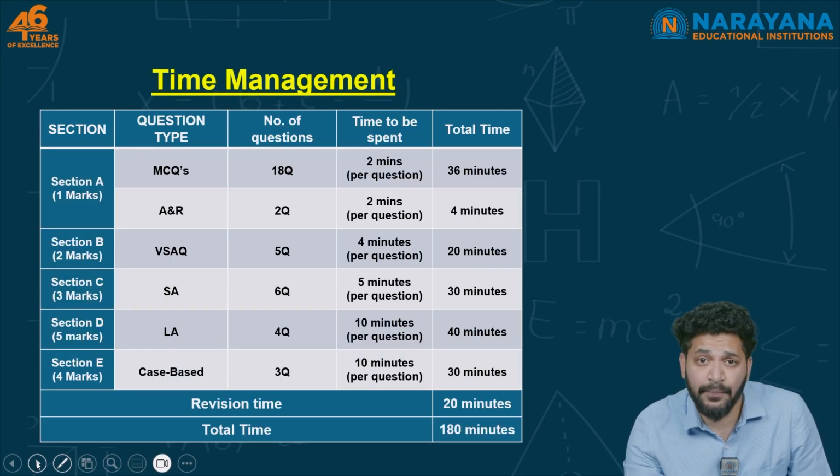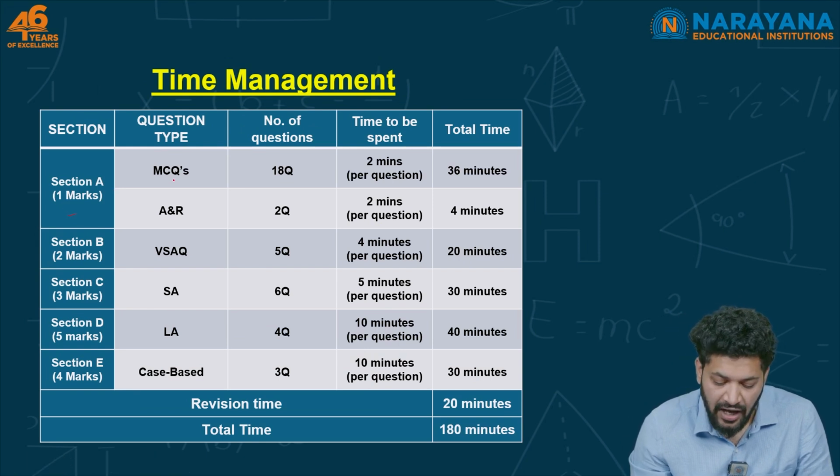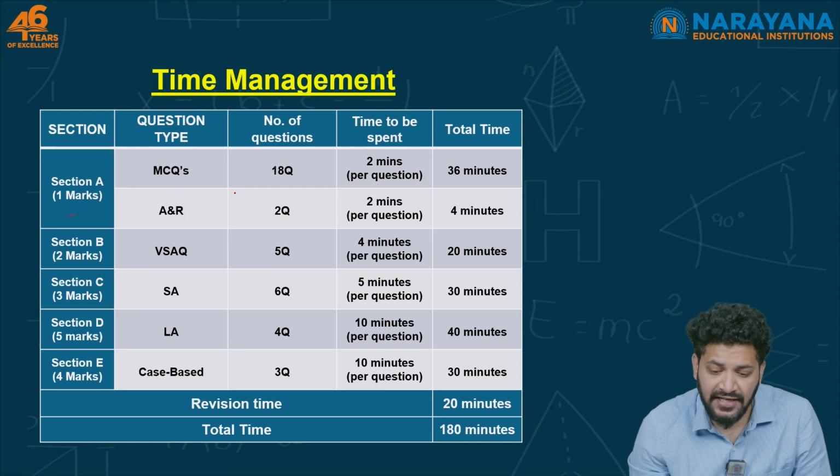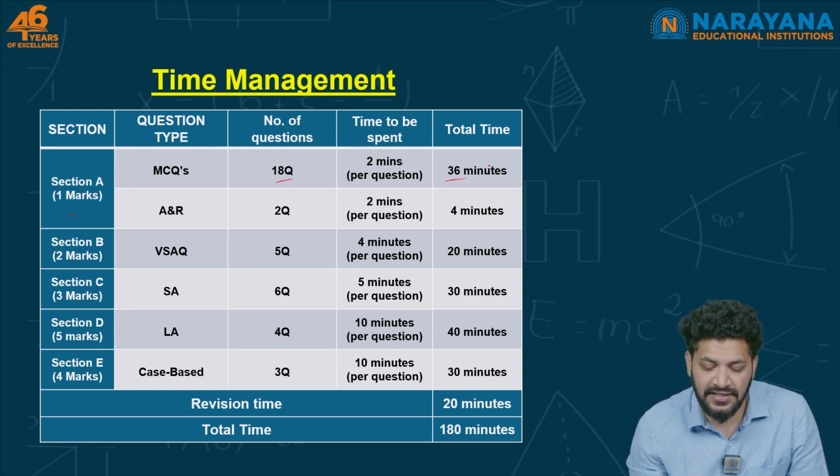So time management is very important. You should be very careful here. So section A, 1 mark. Here we have MCQs and assertion and reasoning questions. MCQs you have 18. If you spend 2 minutes for each question, you can give 36 minutes here. And for the 2 assertion and reasoning questions, same 2 minutes for each question. Here we have 4 minutes.